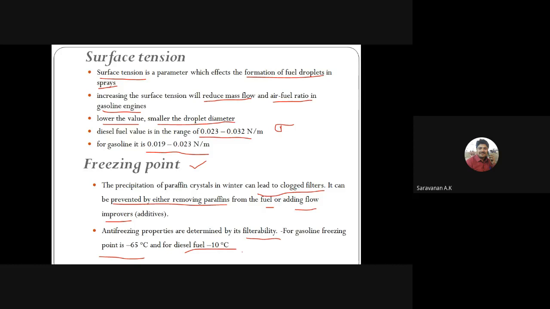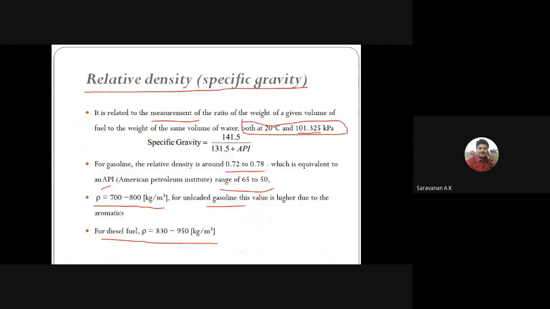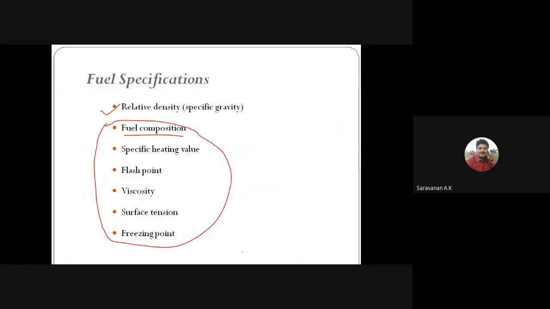So what are the properties? The relative density and the fuel composition, and the flash point, viscosity, surface tension, and the freezing points, right? So these are the important fuel specifications or fuel properties. Is it clear?